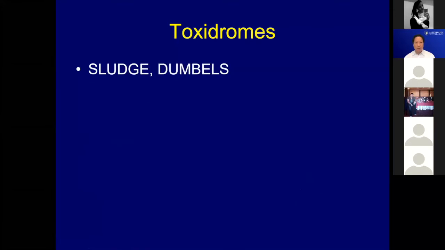Next slide. So this toxidrome goes by the mnemonic SLUDGE, or what we call salivation, lacrimation, urination, defecation, gastric emptying, or DUMBBELS. So those patients will basically be wet. They're crying, they're urinating, they're vomiting, they're having diarrhea. What kind of toxidrome looks like that? Any thoughts? Can you hit the button for me? So this is cholinergic toxidrome. Anybody have any idea what types of products cause a cholinergic toxidrome?